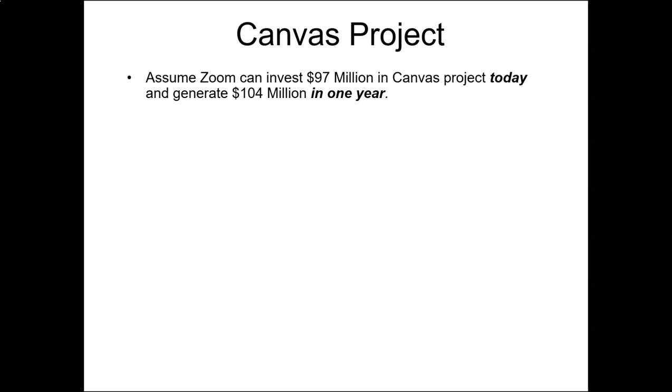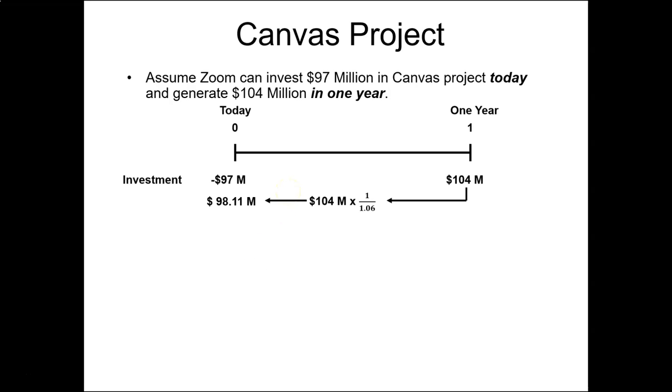Now let's consider an alternative investment project, because Zoom has close cooperation with Canvas. So now Zoom can invest $97 million in Canvas, and they can generate $104 million 1 year after. Let's take a look at this investment project. So 1 year after, Zoom will collect $104 million. We use the time value for $1 1 year after to evaluate the present value of $104 million in the future. Now it is $98.11 million.